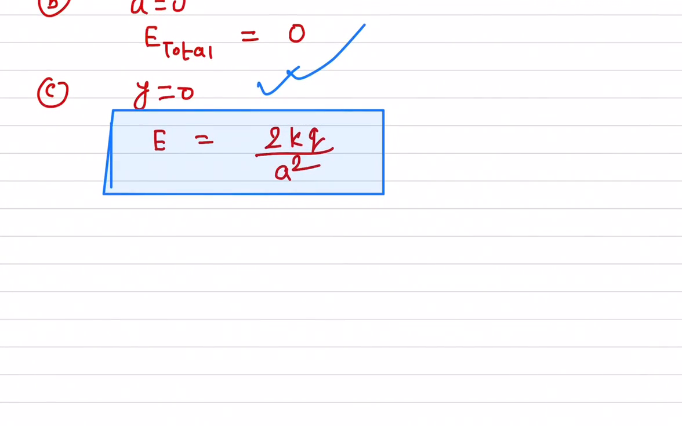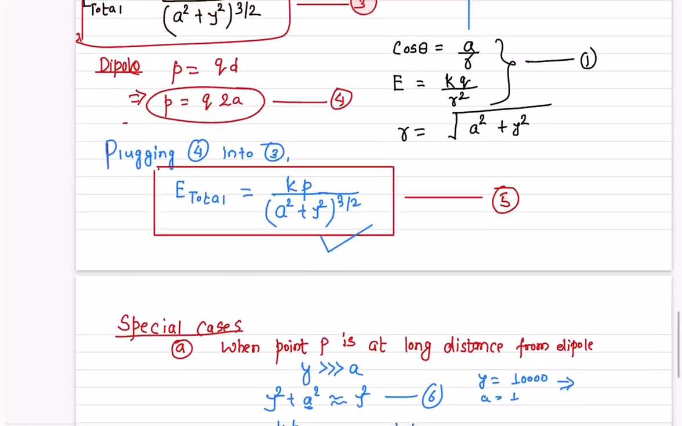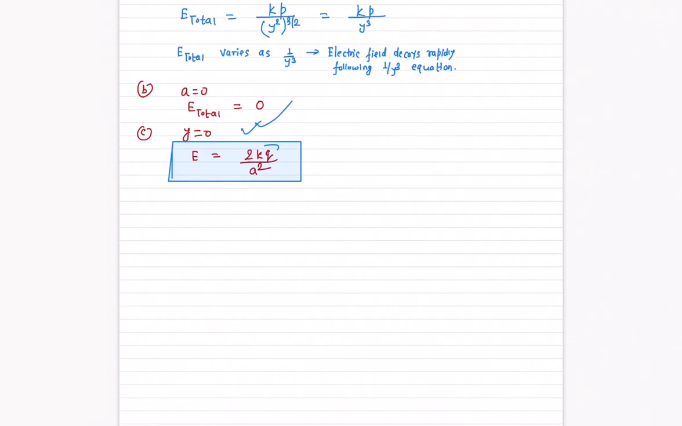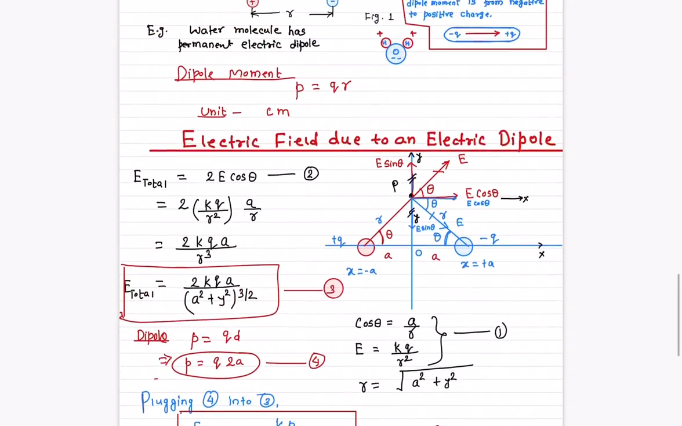So in this case, the electric field is simply equal to 2kq over a squared. If you look at this, kq over a squared is the electric field due to one charge, and we have two charges. At this point, the electric field is in this direction due to the positive charge, and due to the negative charge, again the electric field is in this direction. So the total electric field is doubled. That's the reason we get 2kq over a squared.